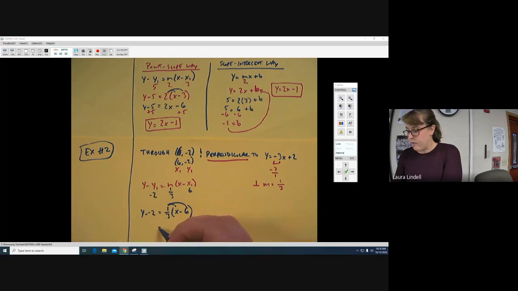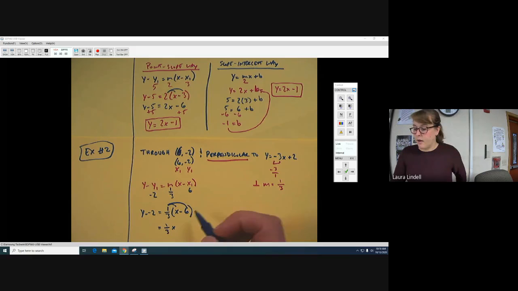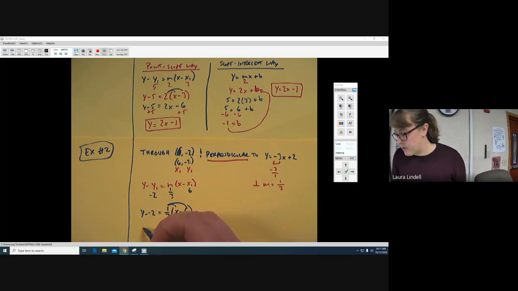So we have 1/3 x, and then 1/3 times 6 is just 2. You can do it in a calculator, or you can just think with fractions, you multiply straight across. So it would be 6 over 3. And then minus negative 2 is like plus positive 2. So over here we have y plus 2.